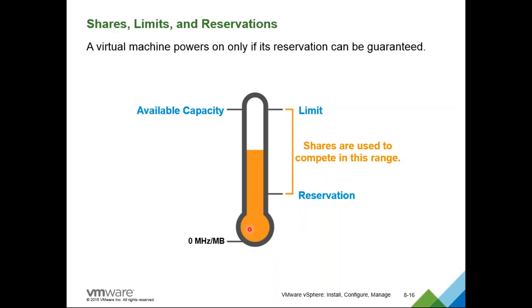Let me explain about limit. Using the limit method, you can restrict the amount of a given resource that a VM can use. Examples are maximum consumption of CPU cycles or host physical memory. This option is used to prevent a virtual machine from using more resource than specified.